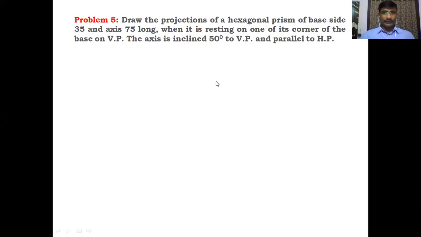Draw the projections of a hexagonal prism. What is a prism? I explained in the last class. A prism has two bases, and those two bases are connected with straight edges, and the straight edges form rectangular surfaces or rectangular faces. So a prism has two bases and a number of faces.